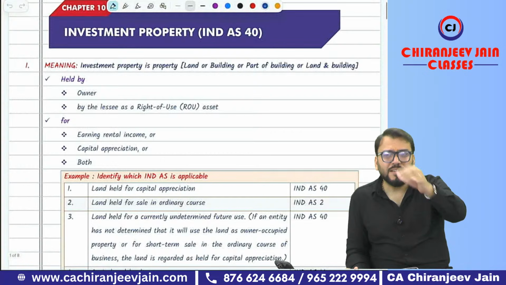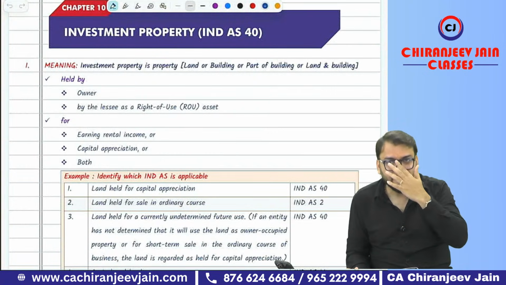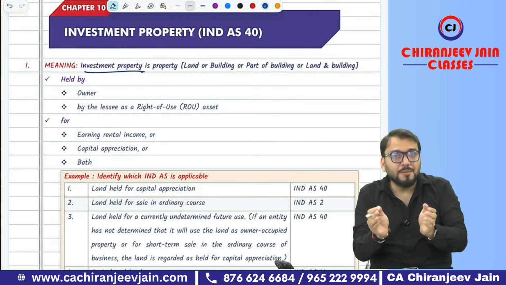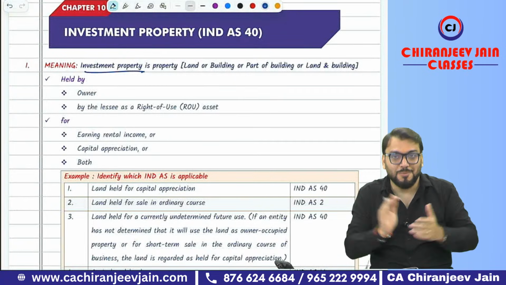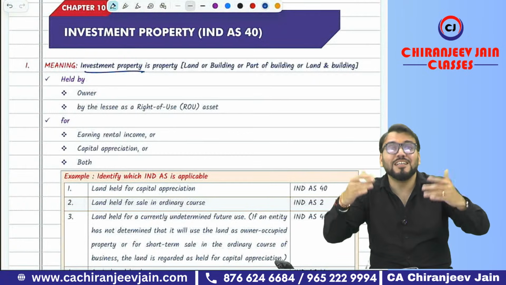Now we'll come to India's 40. Now India's 40 is very simple. I will not take much time in this if you don't trouble me much. Okay. The investment property means what? One thing is clear that property, plant and equipment include property other than investment property. Correct?